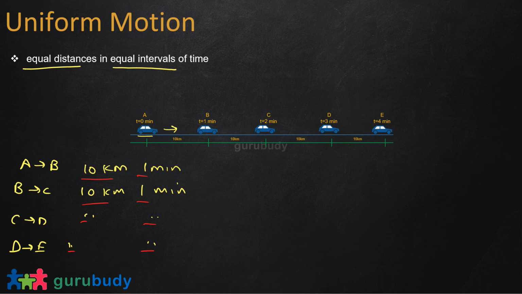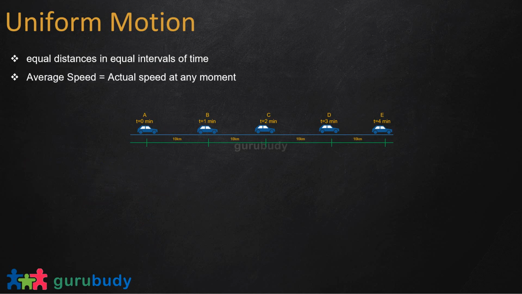What are other examples? If you are going on a highway in a car, and maintaining a speed of, let's say, 70 kilometers per hour, which let's assume is the speed limit of that highway, and you maintain that speed throughout, then you are traveling in uniform motion. Now, if you pay attention, I have used the word speed, so let's discuss that. In uniform motion, your average speed and your actual speed at any moment are the same.